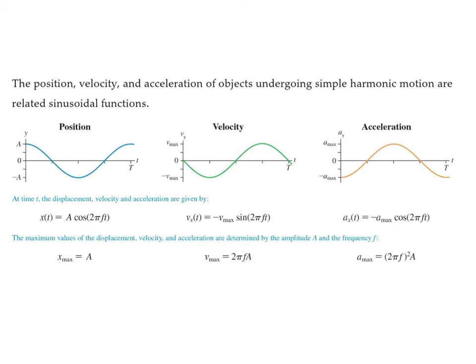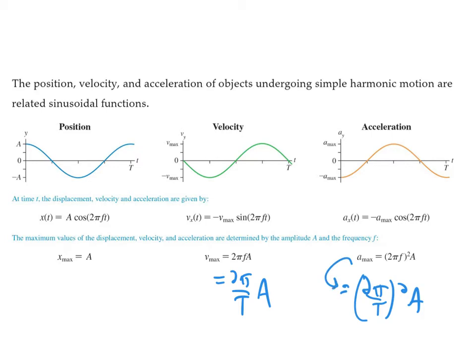Whatever happens here, we'll change these as well, because this will always be shifted a quarter period this way, and this will be flipped from whatever the position one was. It will always, however, be that the maximum position is A, and therefore the maximum velocity is 2 pi f times A, and the maximum acceleration is the quantity 2 pi f all squared times A. And remember that these are the same as saying 2 pi over T times A, or 2 pi over T squared times A.